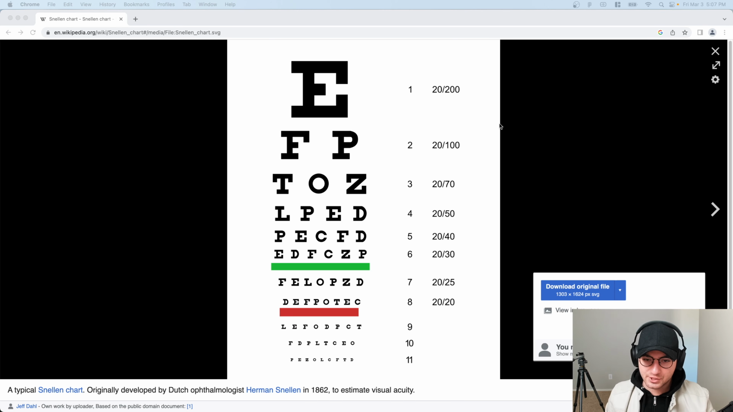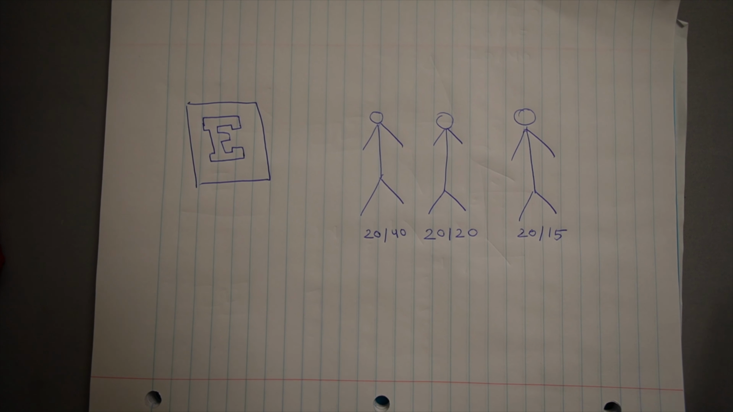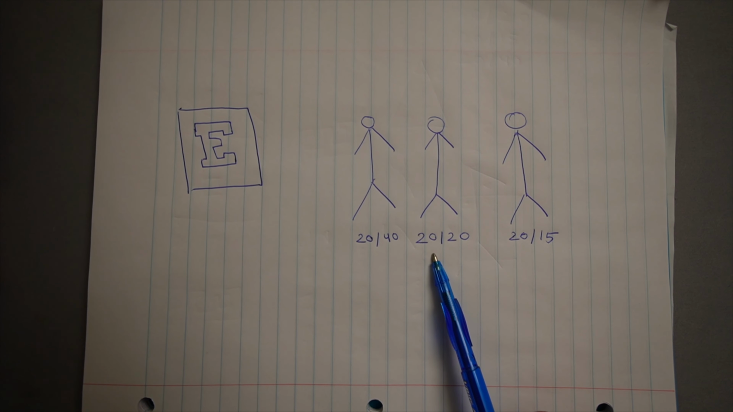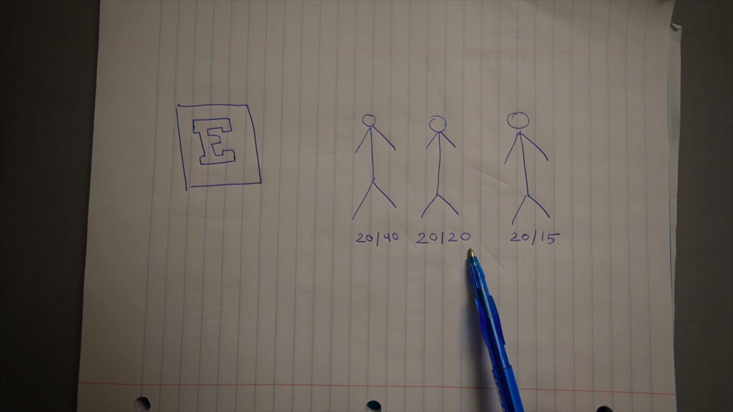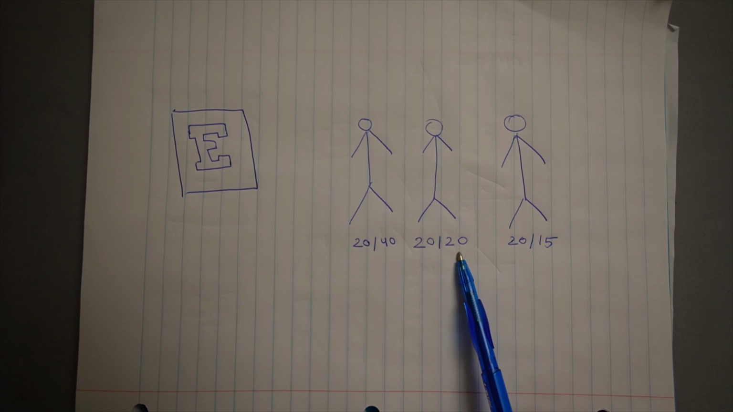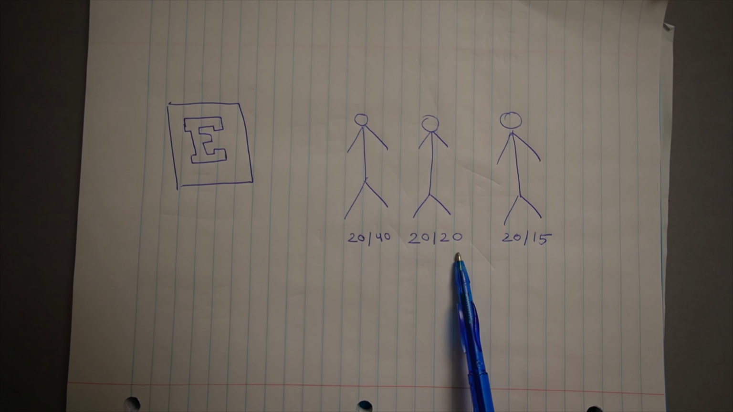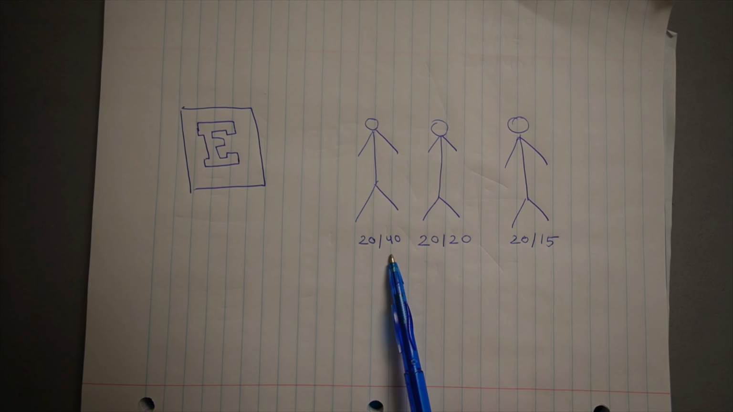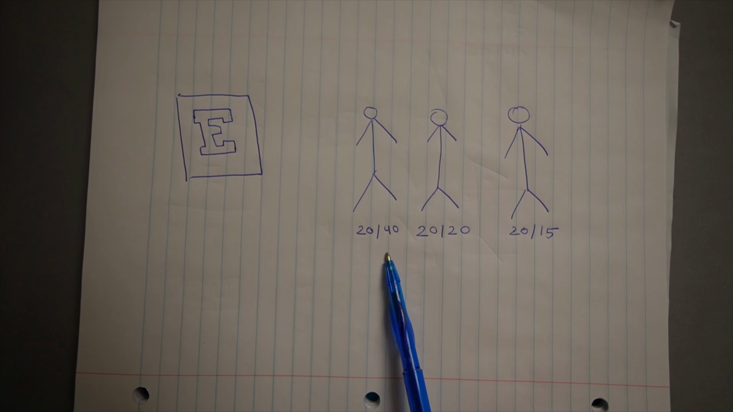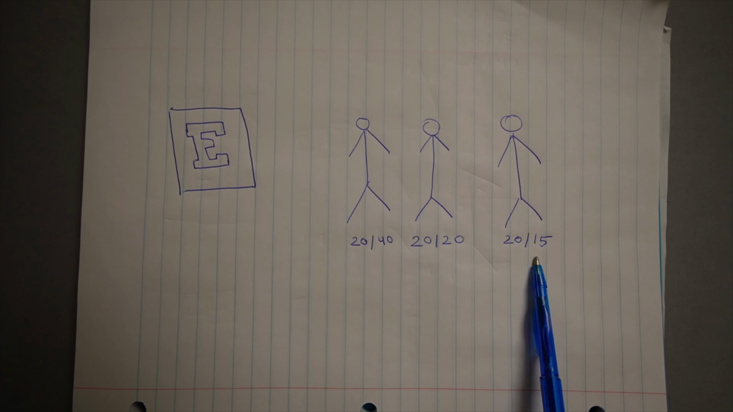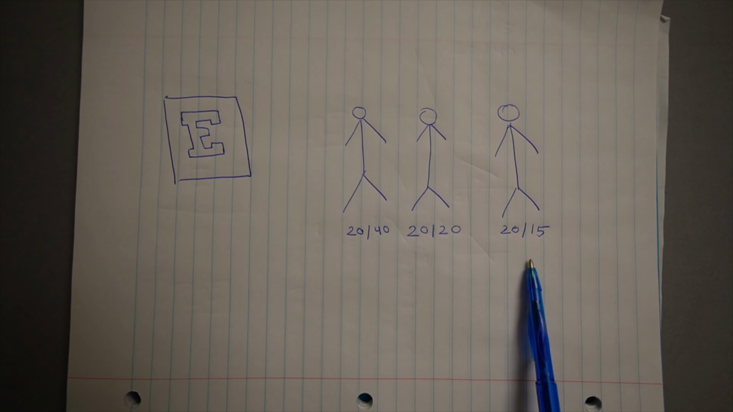So in the classic version of the Snellen, it goes from 20/200 all the way down to 20/10. I kind of want to focus more on from 20/50 to 20/10, I would say. So I want to try and explain how all of this works. The first number is you, and the second number is the average person. So 20/20 means you are the same as the average person. 20/40 means your eyesight is worse than the average person. 20/15 means your eyesight is better than the average person.